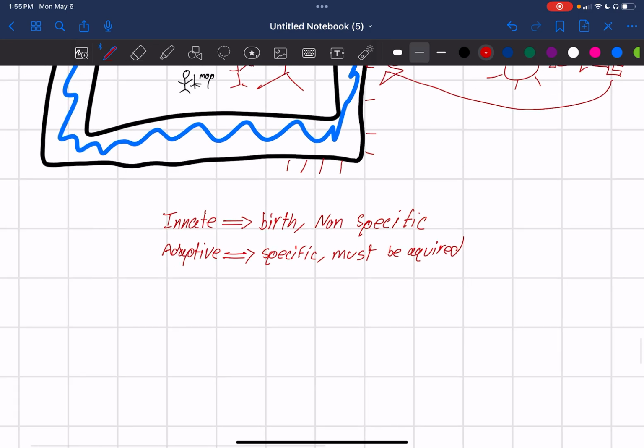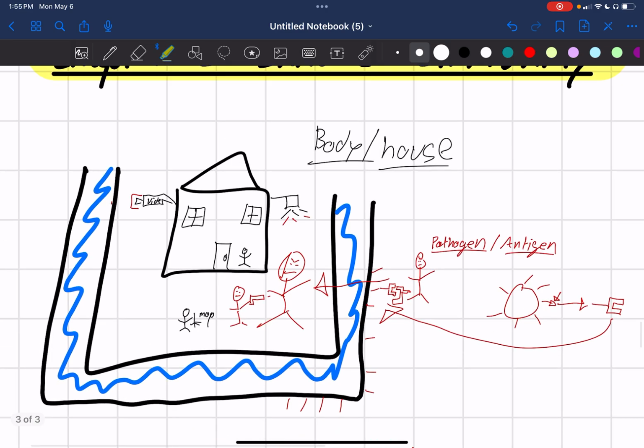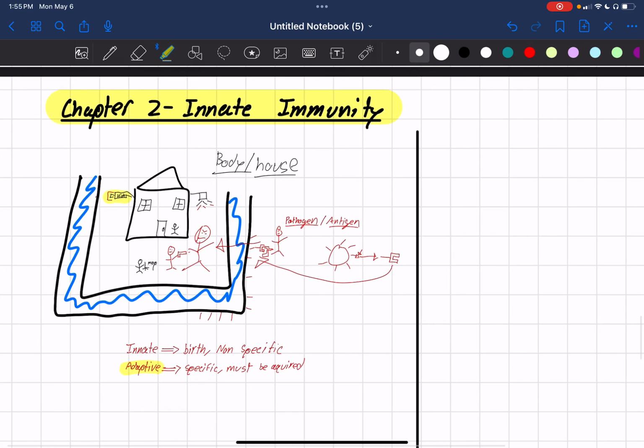Right, so this right here is adaptive. This adaptive memory is essentially the video surveillance system, and it can kind of memorize or detect the bad guys whenever it sees them. So yeah, that's the innate immunity. And so the innate immunity is non-specific, and the adaptive immunity is specific.